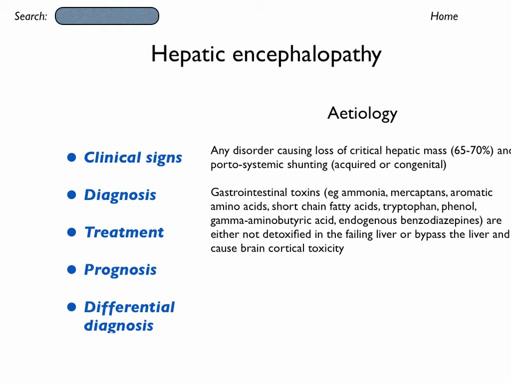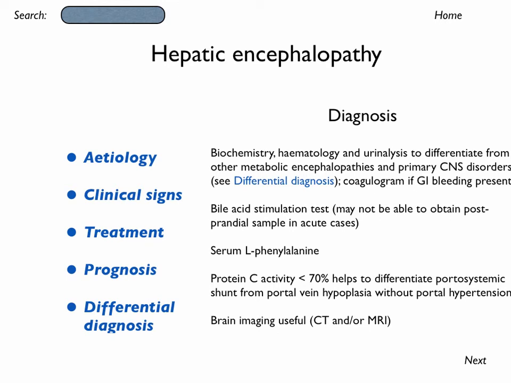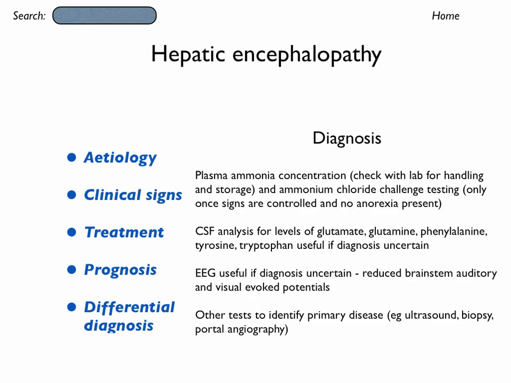Now, we could click on any of these, for example, diagnosis, and get some information about how to confirm the diagnosis if we weren't 100% certain. Again, bottom right, click next to get more on diagnosis. And I guess in this case, at the bottom, very importantly, is to try and identify the primary disease, whether that be a portosystemic shunt or other liver disease.